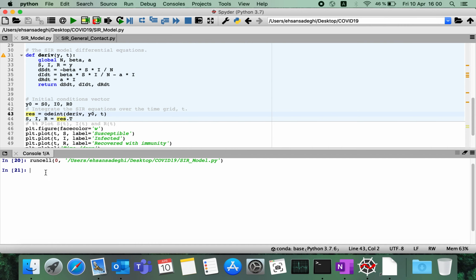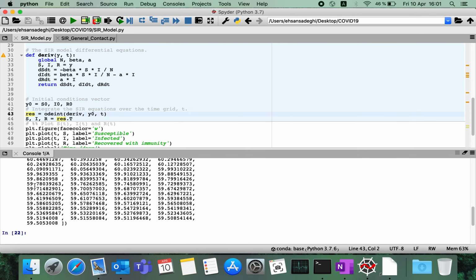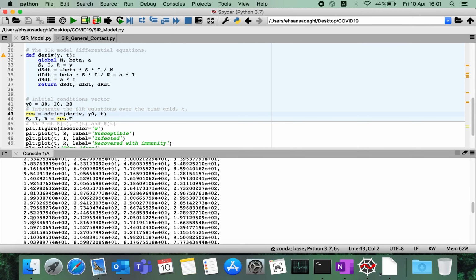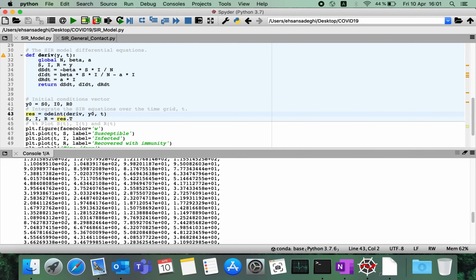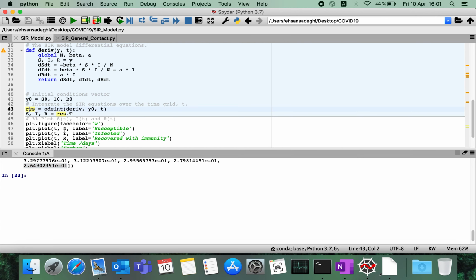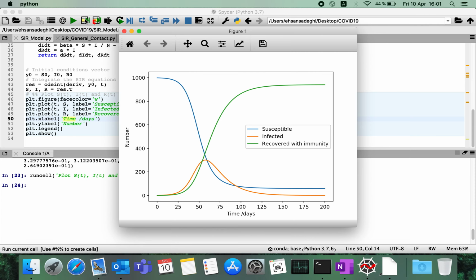Now my ODE system is solved. I can get the results here. For example, for S, the number of susceptibles starts from day 0 at 999 and decreases to this number. The same goes for I, the number of infected people. The first day we have 1 and the last day is 0. And then I can plot these results.